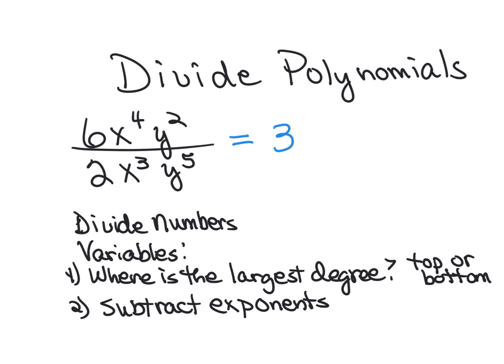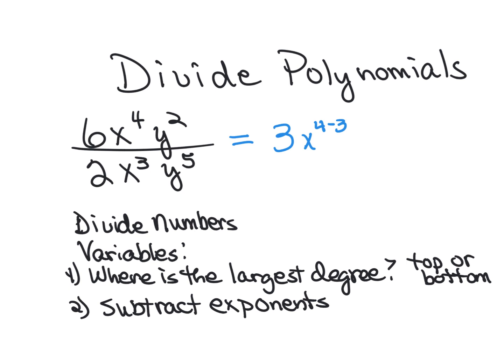If the answer is on top, that means your x is going to go on top. If the largest degree is on the bottom, then your variable would go on the bottom. So we are going to look at the x's. The largest degree of x is on top. 4 is bigger than 3. Therefore, my x is going to go on top, and I'm going to subtract those exponents.